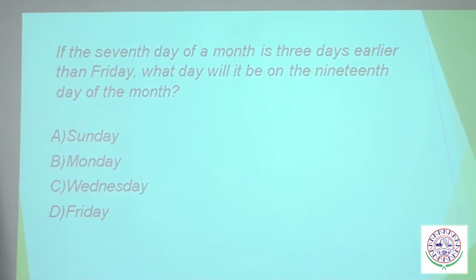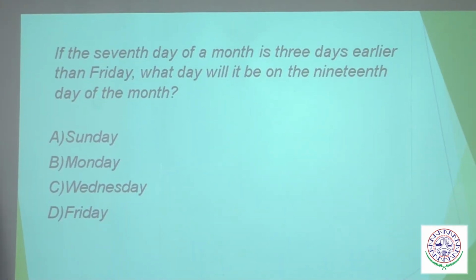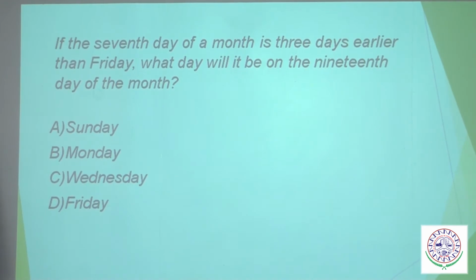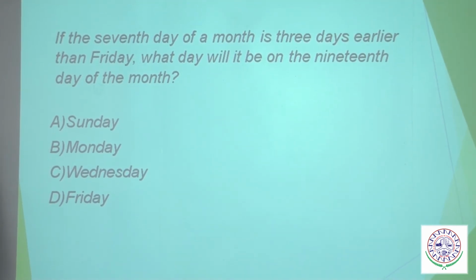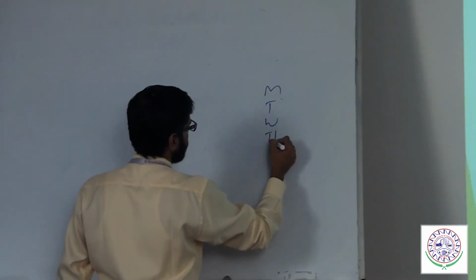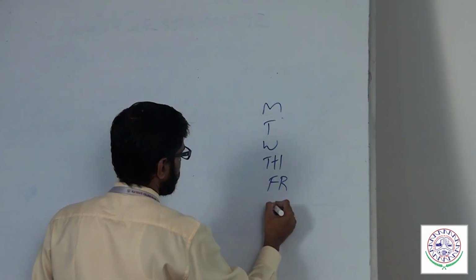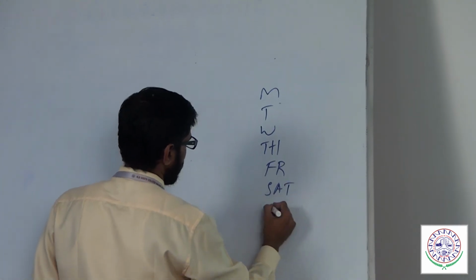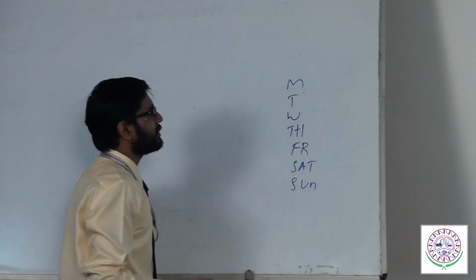If the 7th day of the month is 3 days earlier than Friday, what day will it be on the 19th day of the month? Very simple. Monday, Tuesday, Wednesday, Thursday, Friday, Saturday and Sunday. So if you can do this easily, you can get it.